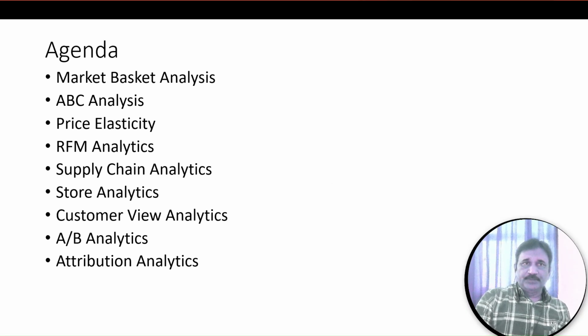These are some of the things we'll be seeing under retail analytics. That includes market basket analytics, ABC analysis, price elasticity, RFM analytics, supply chain analytics, store analytics, customer view analytics, AB analytics, attribution analytics. There are a few more which come under retail analytics, but we will limit to these few so as to make you pro to learn retail analytics, other tools, other details.